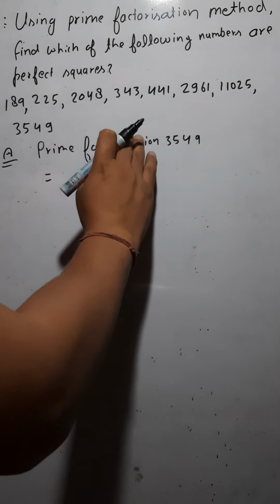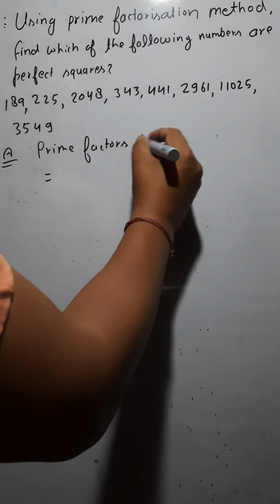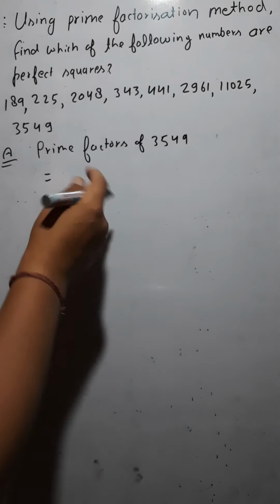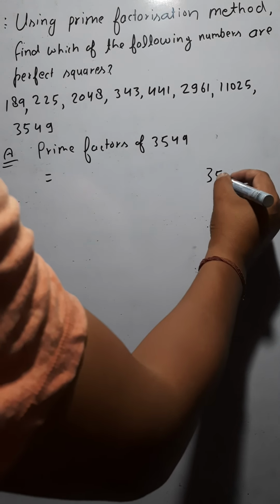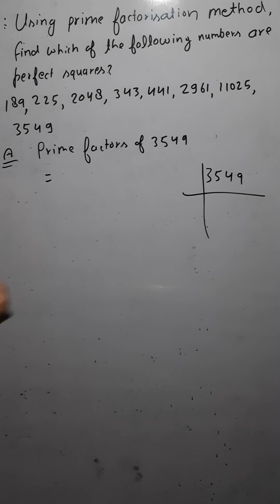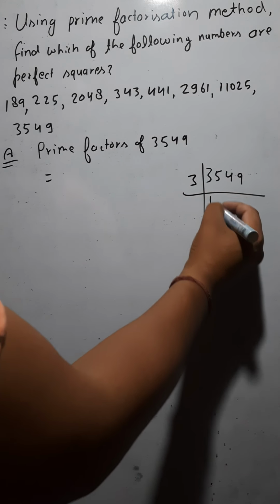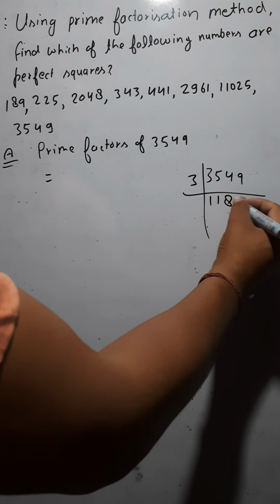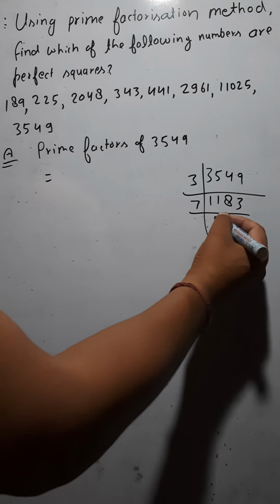I will write here the prime factors of 3549. If you are to find the prime factors of 3549, you do it like this. At first it is of course divisible by 3. 3 1s are 3, 3 8s are 24, 3 3s are 9. Then again, now it is not divisible by 3. Now it would be divisible by 7, 7 1s are 7.